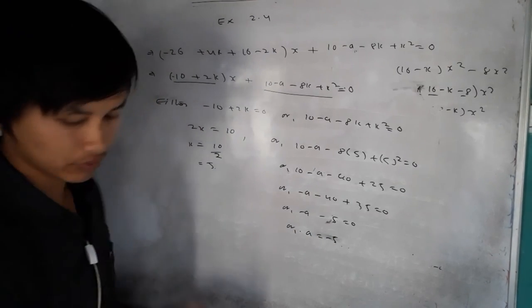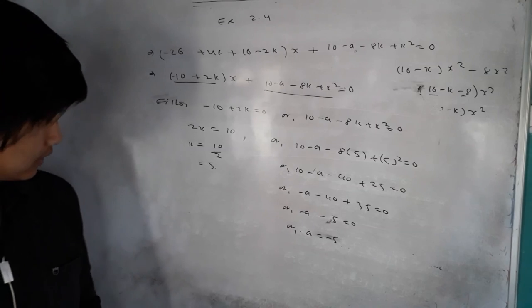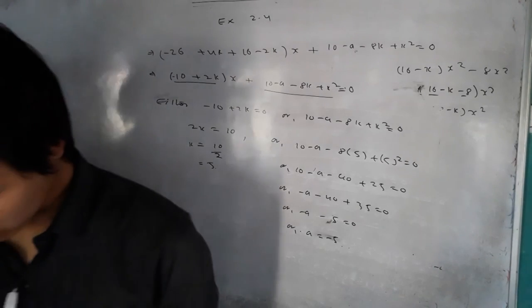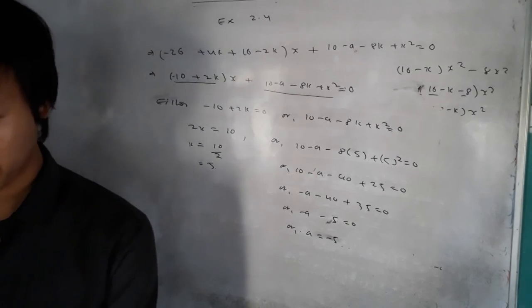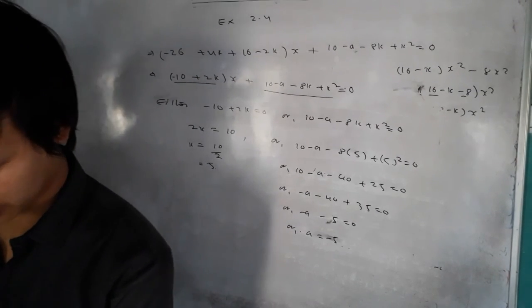So here are the two values of k and a. Okay, thank you very much. We'll see in the next chapter, that is linear pair of equations in two variables. Linear pair.